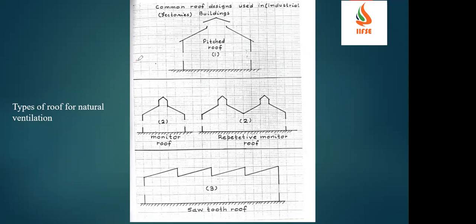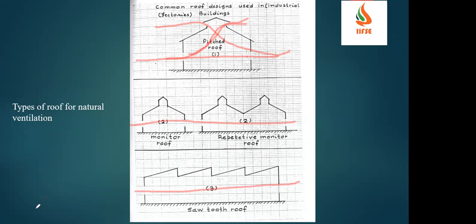So here you have an opening, and an opposite side also an opening. Then the same opening, whatever the hot air which will go up, or maybe from this way also it may come down, or in this way it will go up. In other way, it is a reflected or a monitor roof, or a repetitive monitor roof. And this is a sawtooth roof.